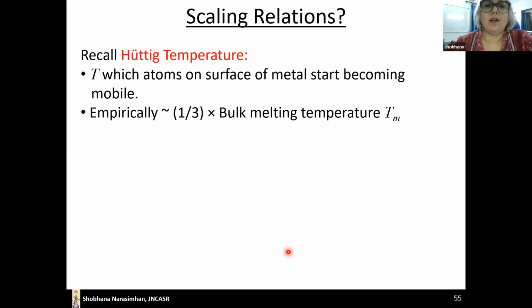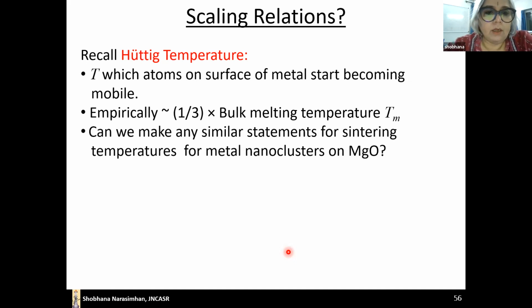So we want to look for scaling relations. Now I will remind you of this thing I told you about at the beginning of the talk called the Hüttig temperature, which is the temperature at which atoms on the surface of the metal start becoming mobile. And I told you that empirically, it's said to be 1/3 of the bulk melting temperature. So we want to know whether we can make any similar statements for sintering temperatures for these ultra small metal nanoclusters on MgO.